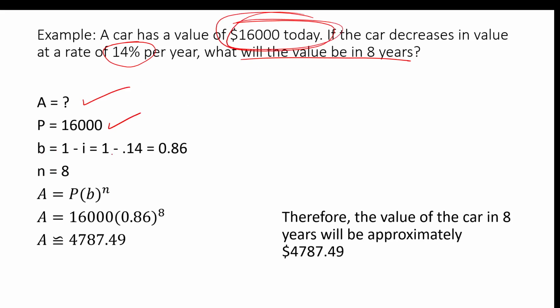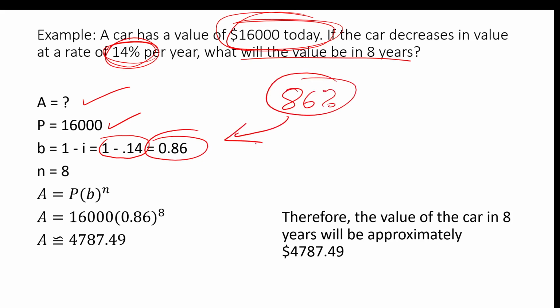Now, the b value will be 1 minus the rate of decay. The rate of decay is 14% per year, so that's 1 minus 0.14, which is 0.86, which actually makes sense. Remember, if we're decreasing 14% each year, then we're keeping 86% each year, meaning we should multiply by 0.86. So there's a logic to that. The n is 8 because this is happening per year, and we want to know the value in 8 years. So we can say A equals P times b to the n. So A equals 16,000, the prior amount, times 0.86, the multiplier, to the exponent 8.